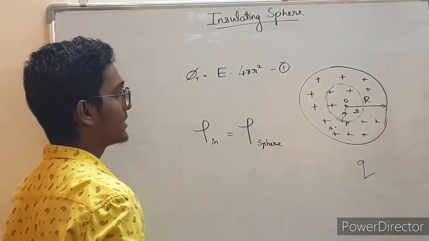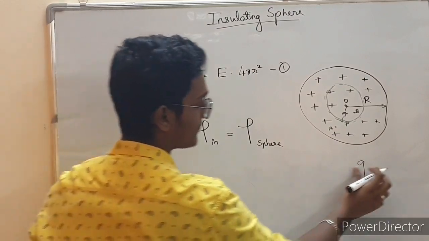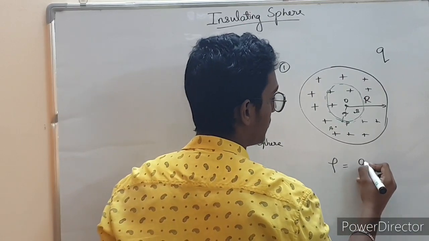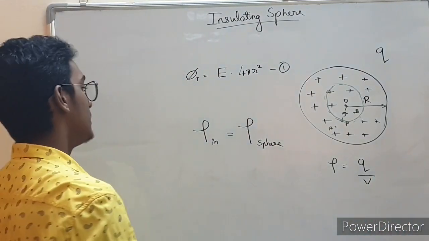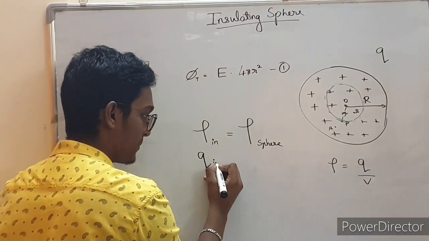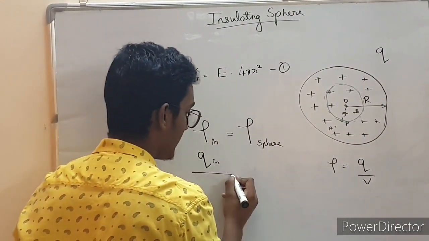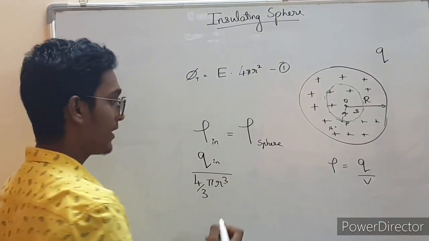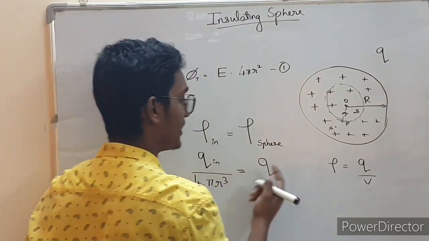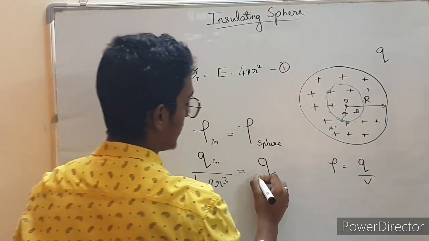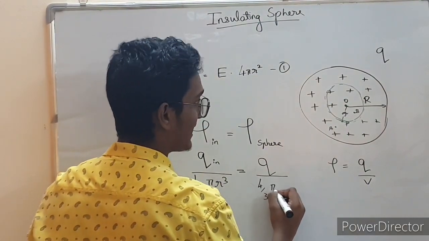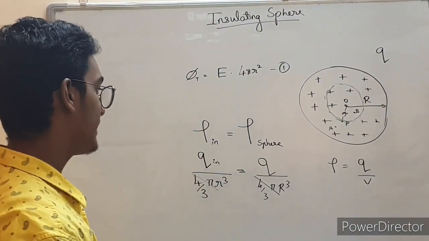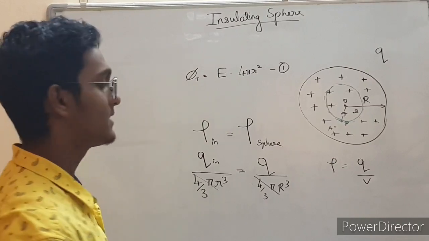So what is the volumetric charge density? You know the formula for rho. The total charge present is Q. So rho is equal to Q divided by V, isn't it? So Q inside, that is the charge present inside the Gaussian surface, divided by the volume of the Gaussian surface, which is 4 by 3 pi r cubed, equals the total charge of the sphere, which is Q, divided by 4 by 3 pi capital R cubed. So 4 by 3 pi cancels off. So now we get the function, that is, how much charge is present inside.